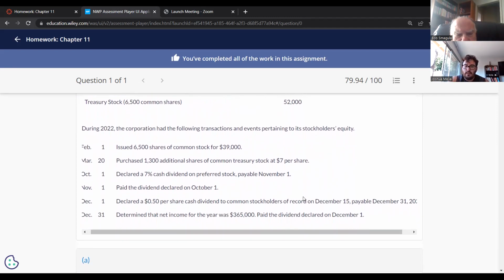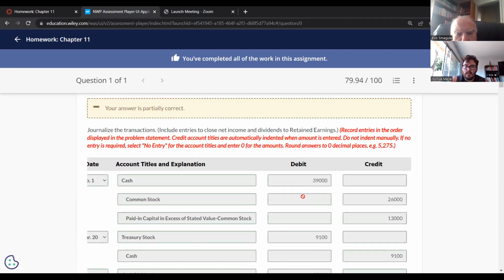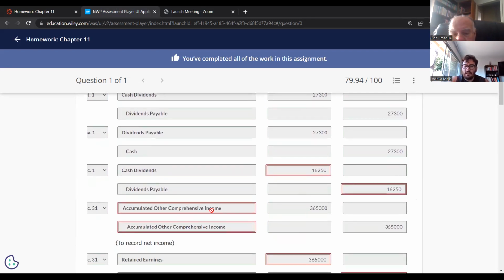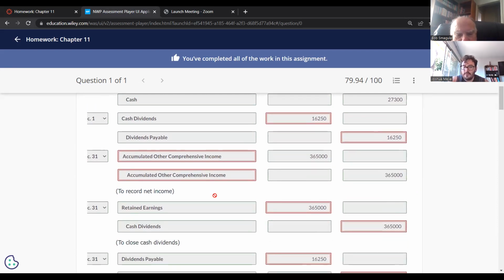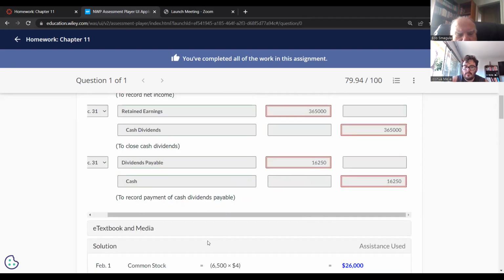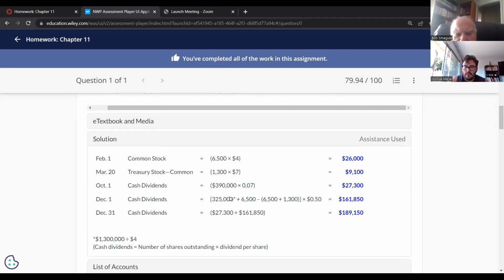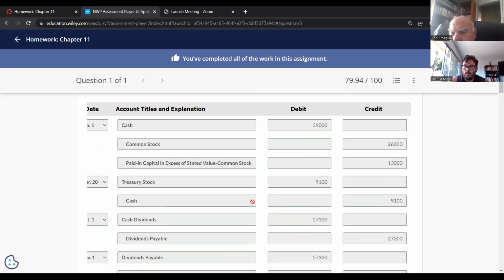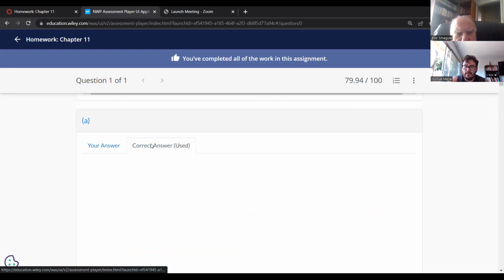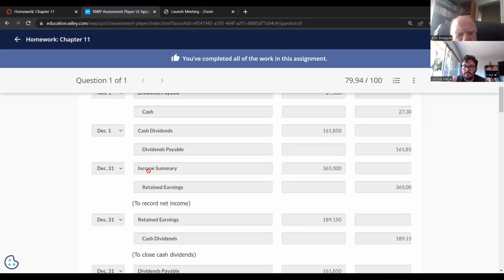All right. And then I also had a question on the same homework. I kept typing in income for this one, and the answer was income summary. So I would not worry about that one. As far as I know, we don't go into other comprehensive income. Well, the answer was income summary. But I would type in income, and it never came out for me.